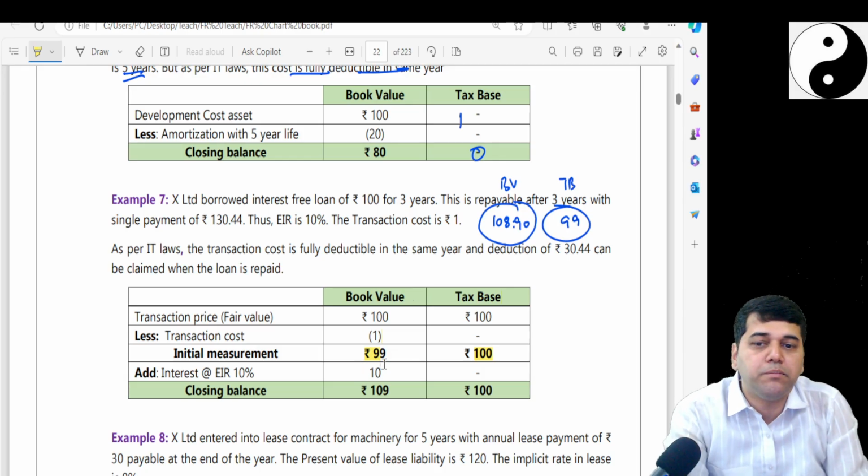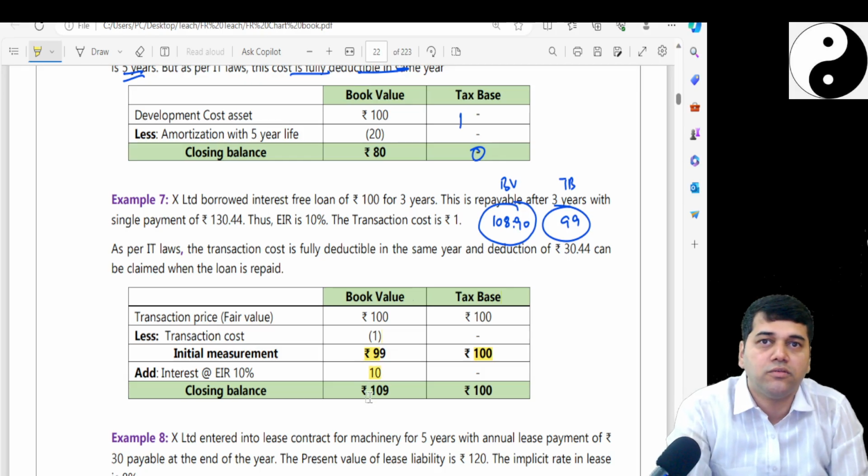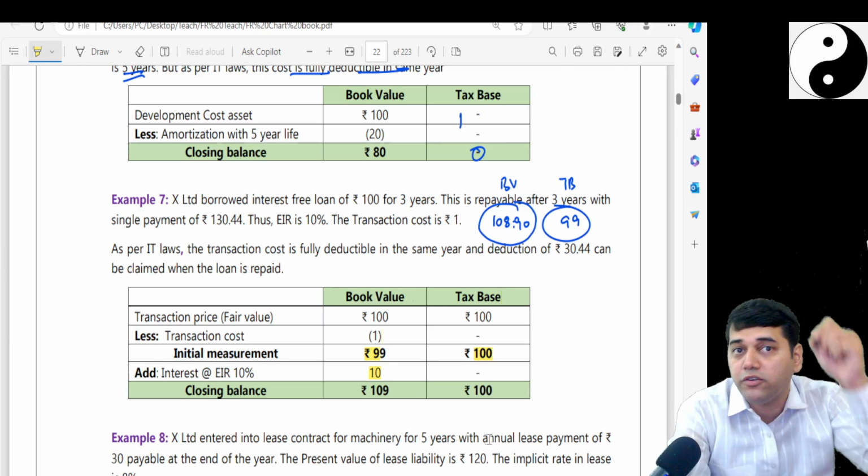Yeah, because there is no tax implication on this interest, no? Right now, will you pay tax on this, or will you claim a deduction? You don't claim because you add it back. This interest expense, you will be adding it back in your tax calculations.